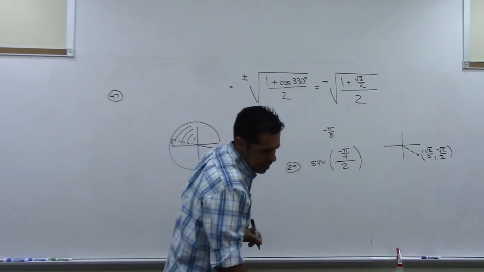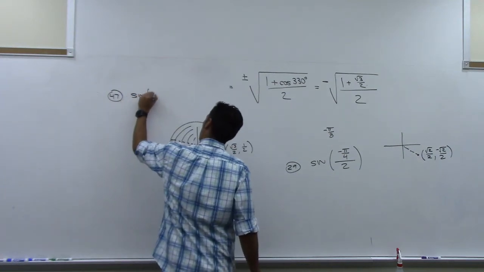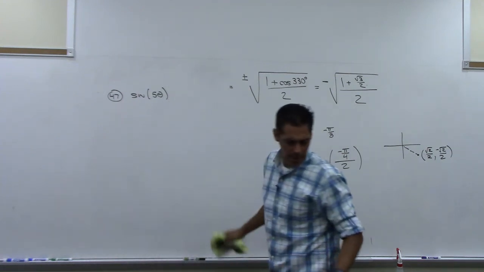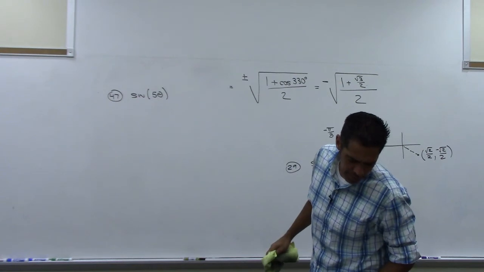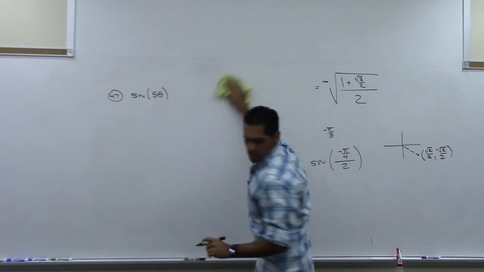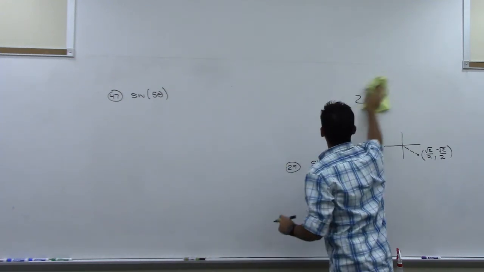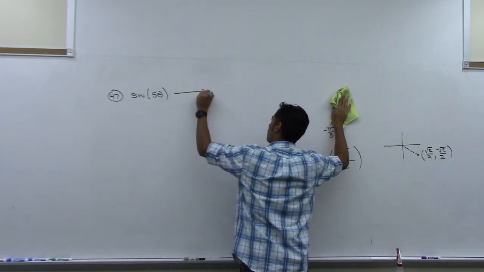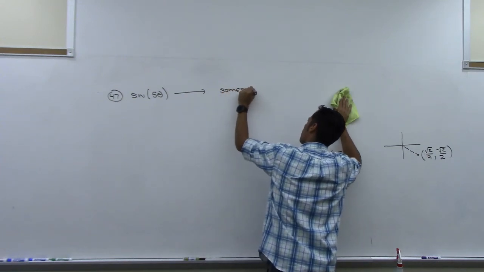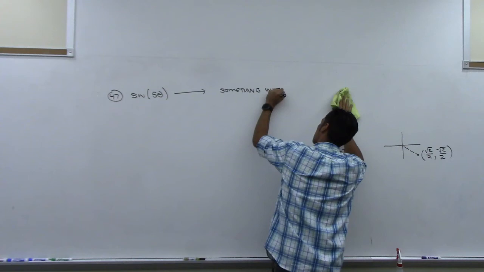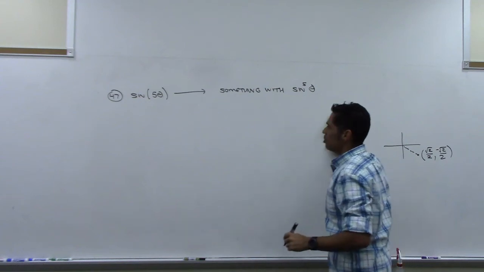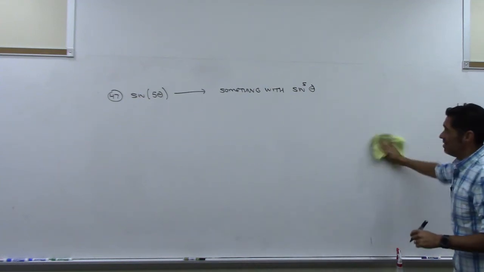We have sine of 5 theta. It says to take the expression sine of 5 theta and write it as a 5th degree polynomial in the variable sine theta. So they want us to somehow convert this into an expression with sine theta, but to the 5th power. Somehow, some way, we can change that from sine of 5 theta into this.